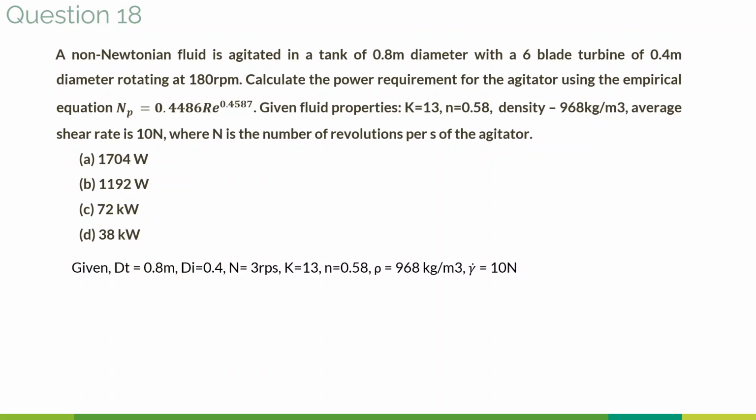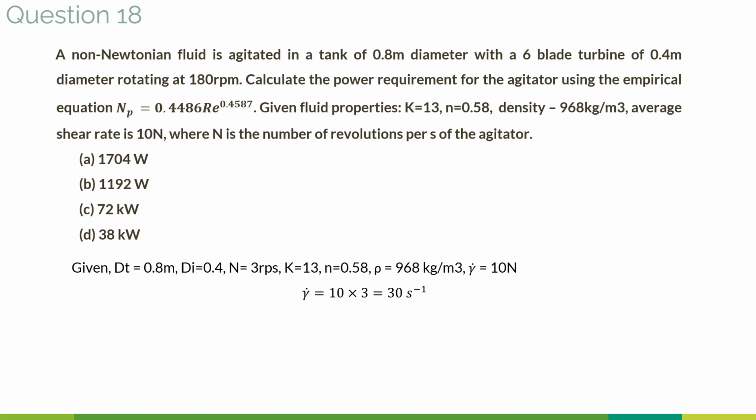So we'll just look at the given here. Given dt, which is the diameter of the tank, is 0.8 meters. The diameter of the impeller is 0.4 meters. And I'm converting the impeller speed from RPM to RPS. So I'm dividing 180 by 60, and hence my N is 3 RPS. And you have the K value and n value, that is the consistency index and the flow behavior index, given as K equal to 13 and n is equal to 0.58. And rho is 968 kg per meter cube, and average shear rate, that is gamma dot, is equal to 10 into N, where N is the number of revolutions per second of the agitator.